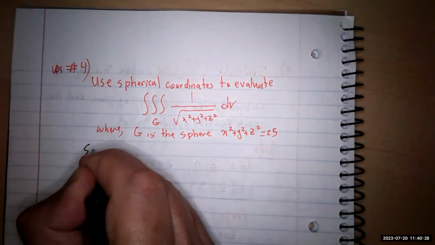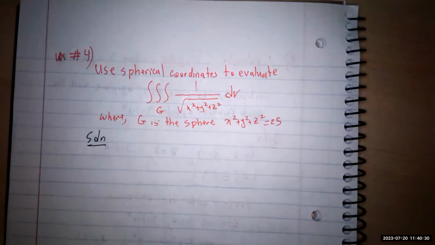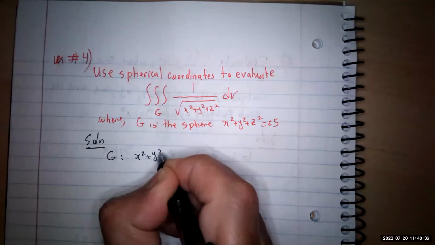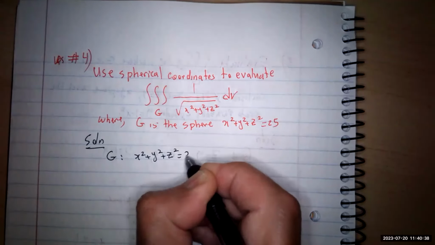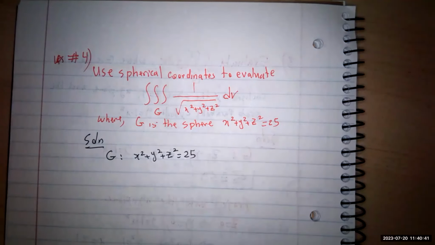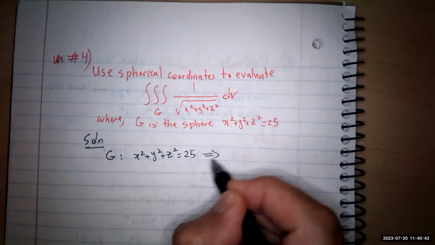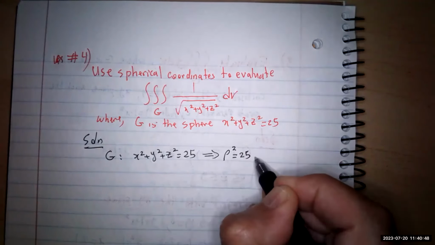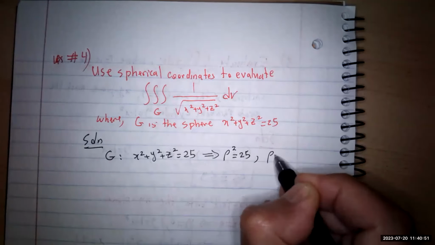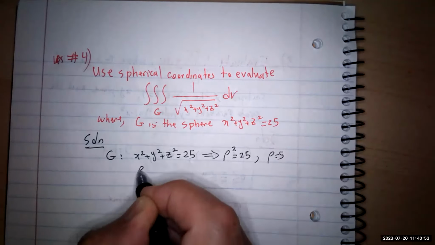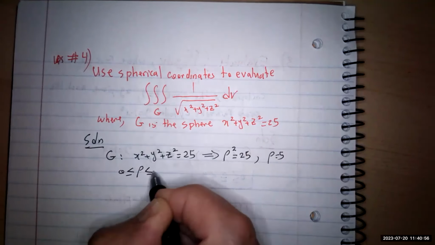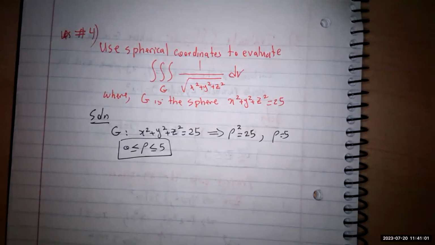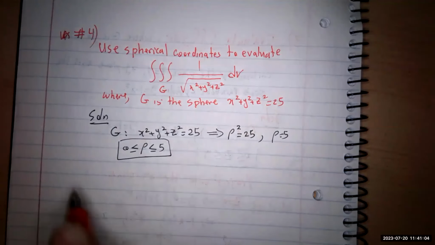Okay, so this is how you set up the solution. Your solution is that G is just a sphere, x squared plus y squared plus z squared equal to 25. So that quickly gives you the fact that you replace this by rho squared equal to 25. So rho is equal to 5. So you're integrating for rho between 0 and 5. Okay, so that's the first part. Then projection.